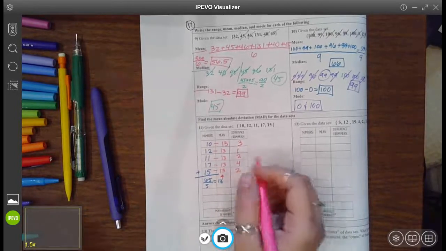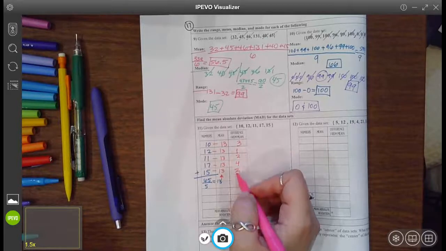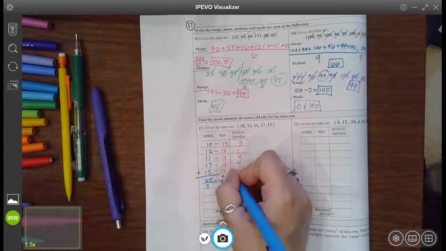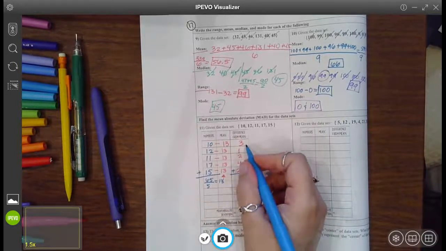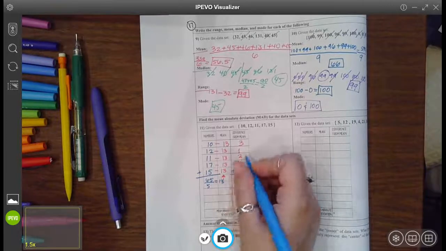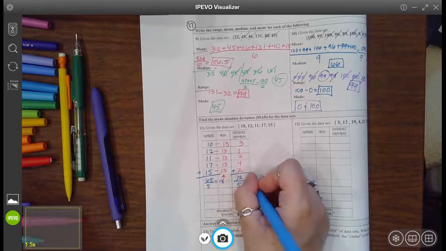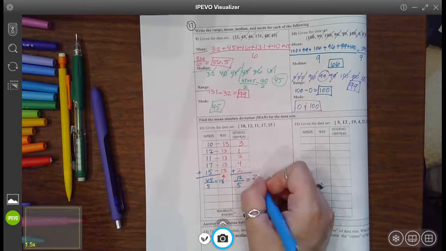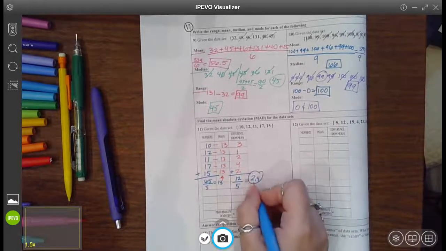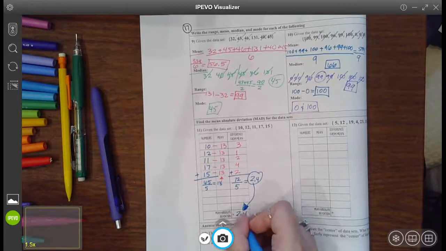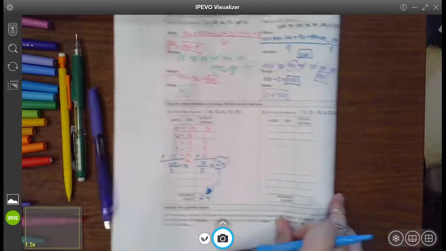All right, now I need to find the mean of all those distances. So add all those together. 4, 5, 6, 10, 12. And there were 5 different data values. So you get 12 divided by 5 is 2.4. So the mean absolute deviation is 2.4. Doesn't that little table help?